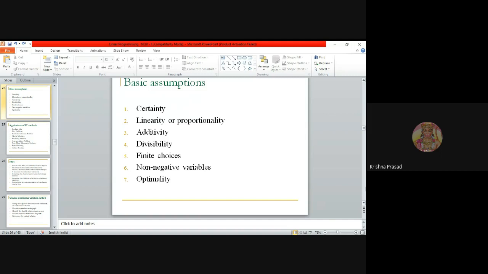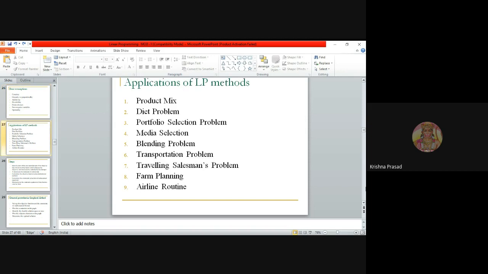Non-negative constraint means the variables are within the positive quadrant. As I told you, the positive quadrant is the northeast place which you are going to see. And optimality: you are trying to find 100% optimal utilization of the resources. We have a lot of examples I will quote afterwards. Okay, please go to the next slide.